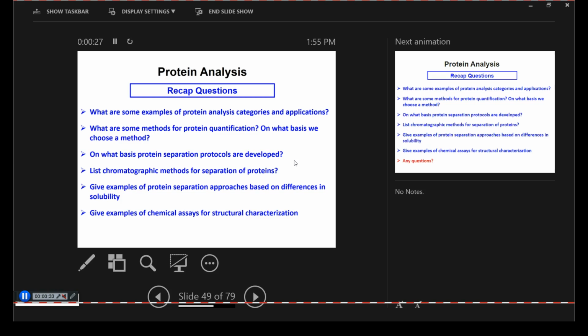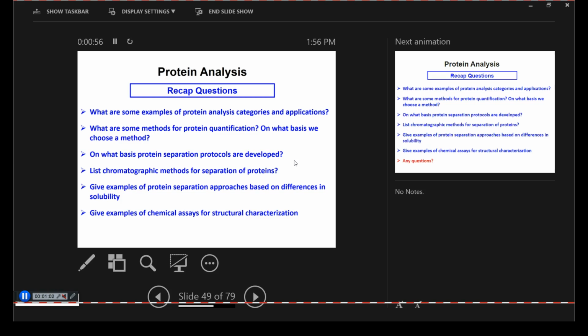So what are some examples of protein analysis categories and applications? When we say protein analysis, what does that encompass? Yes, Lisa? Quantification. Quantification is one. So in protein analysis, we quantitate protein. What else can we do? Sequencing, so protein structural analysis. Sequencing is one of it.